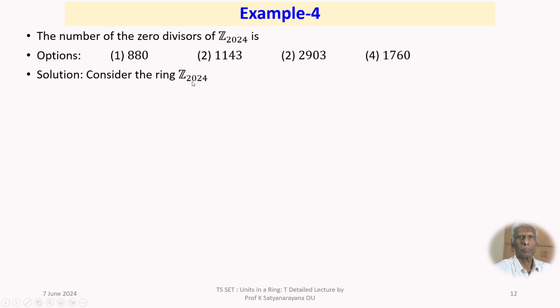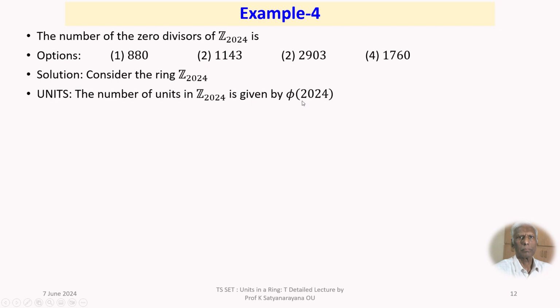And now consider the ring Z 2024. You cannot physically go into the elements a belonging to Z 2024 such that a is relatively prime to 2024. Who are they? Go on writing them, it will take a long time. And then count, it will take a long time. Therefore, for the number of units in Z 2024, I will use the formula phi of 2024.